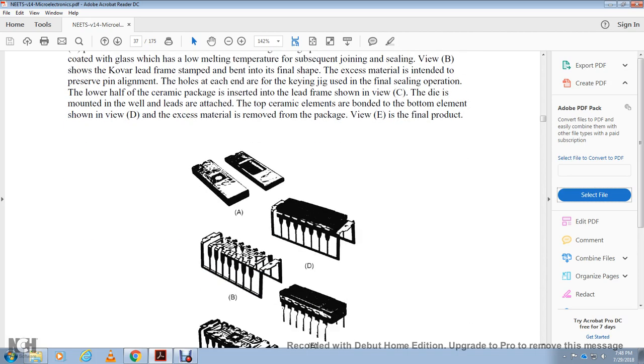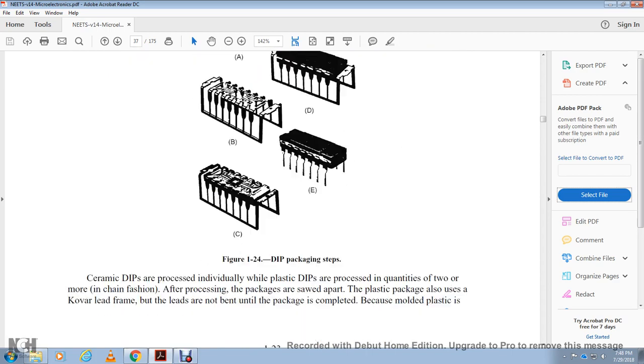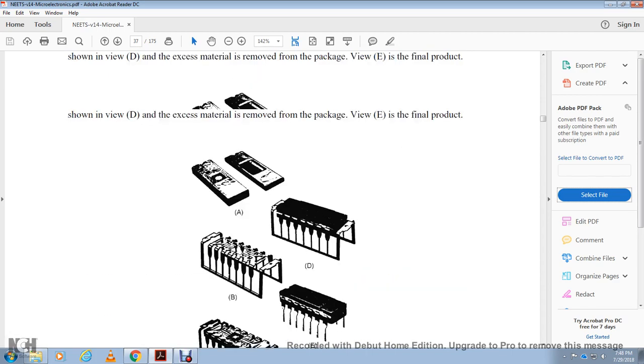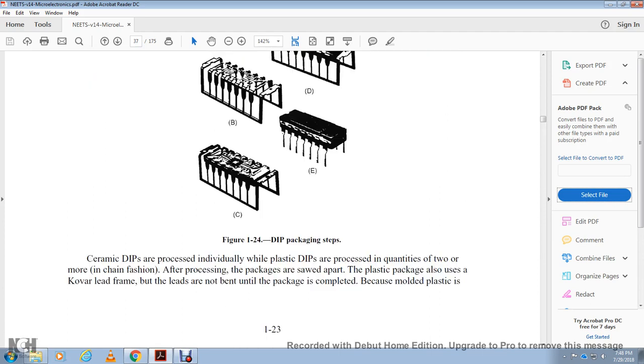A, B, C, D, E, ceramic dual inline package are processed individually, while dual inline packages are processed in quantities of two or more in a chain fashion. The process of packaging is done with plastic package, also with the cover lead frame.